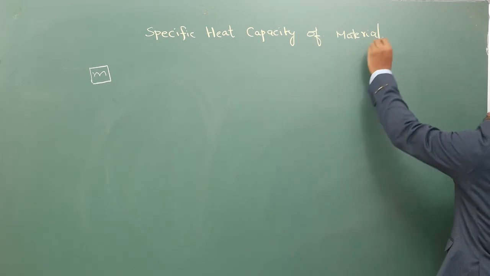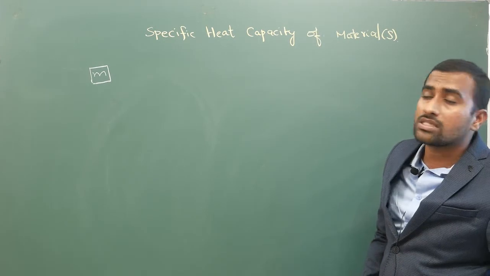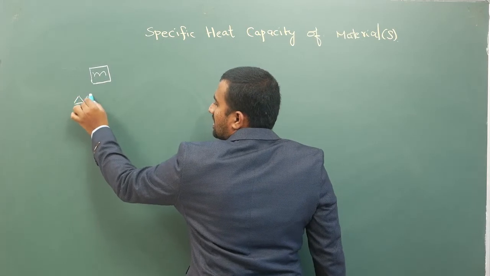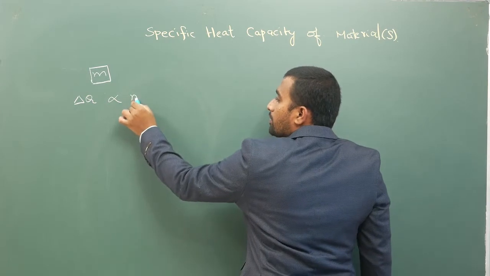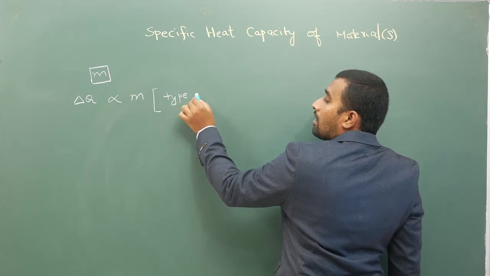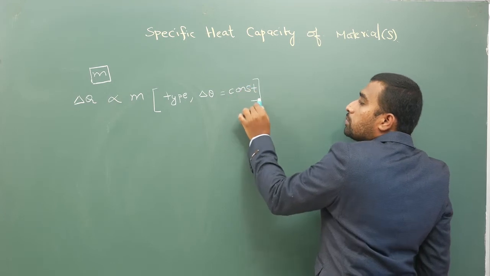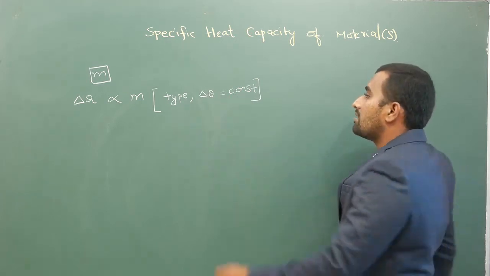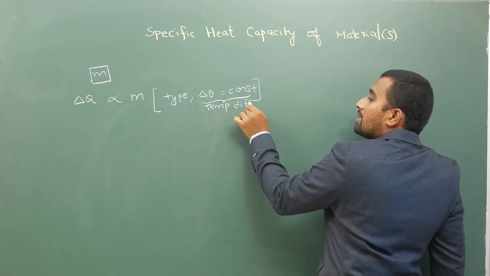Your specific heat capacity of a material is represented by the symbol S. Now, your experimental observation is that the heat energy delta Q given to a body is directly proportional to mass, when the type of material is constant, and to delta theta, which is your temperature difference. In the books you will see it as delta T; in some books it is delta theta. This is your experimental observation.